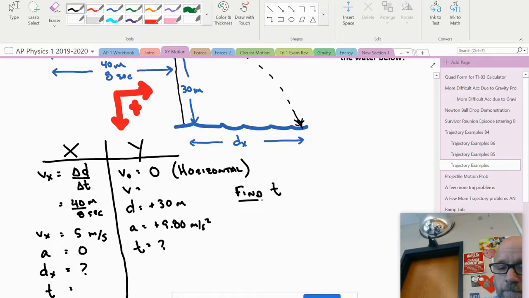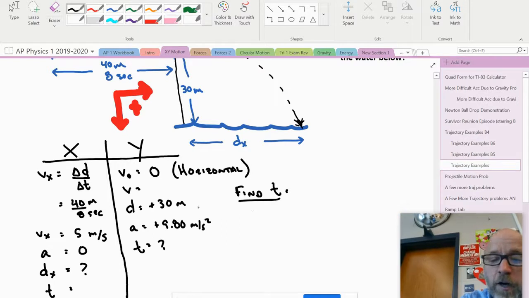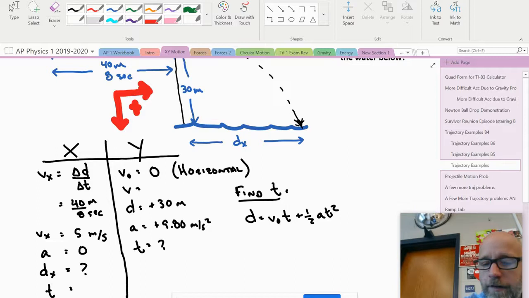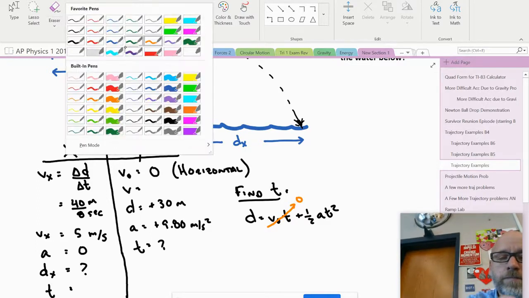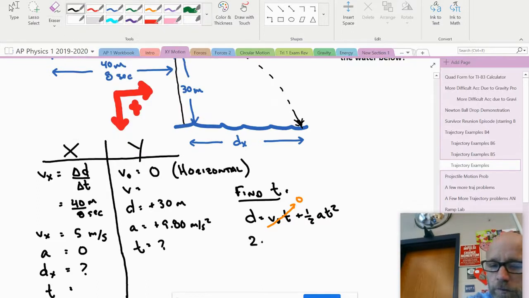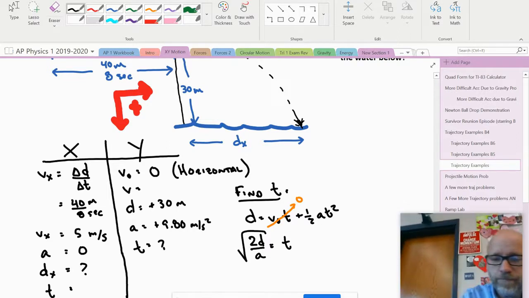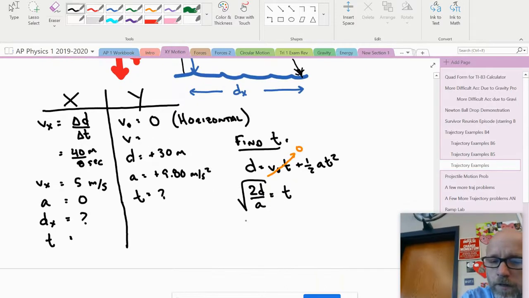In order to find the time, I'm going to utilize the formula. Yeah, there we go. D equals V naught T plus 1/2 A T squared. And this V naught T term is still going away for us. That's nice. So 2D divided by A equals T squared. And then if I take the square root of both sides, it gives me T. So the square root of 2 times 30 divided by 9.8.